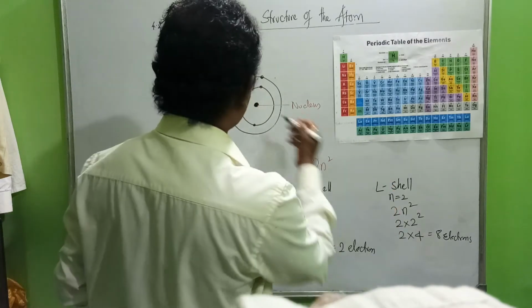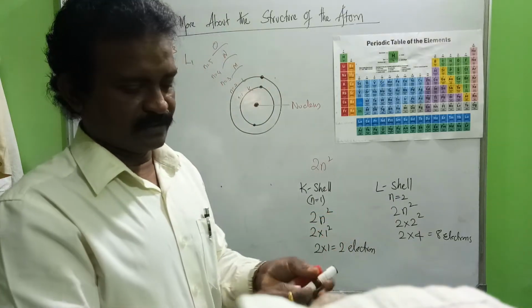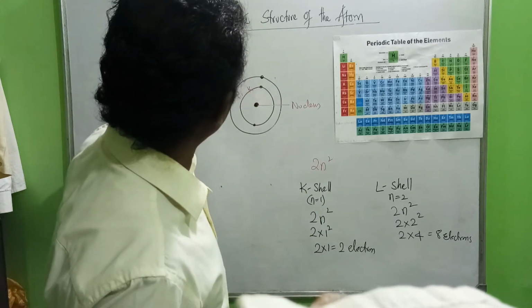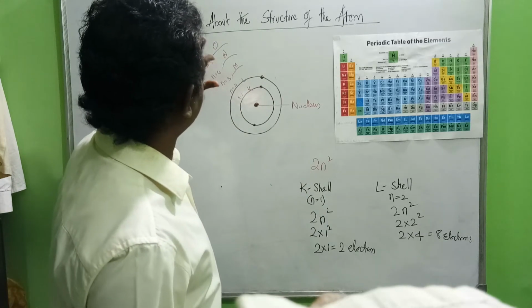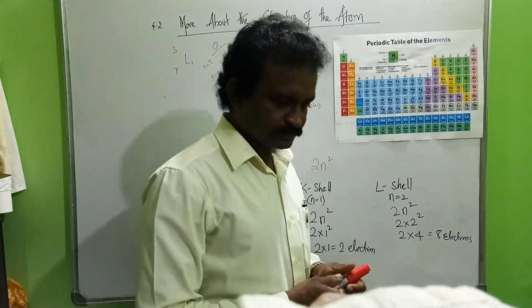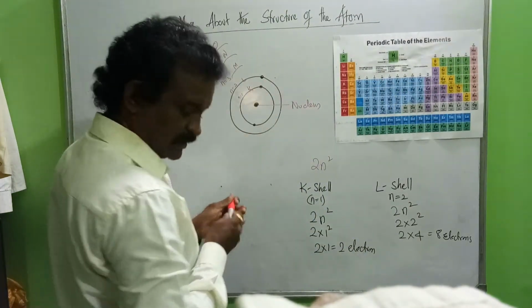If you keep on doing, next is the M shell. I'll give that as homework. You can find out for M shell how many electrons can be accommodated. N shell and O shell, you can easily find out. Is it clear now? Now this is called the arrangement of electrons. For lithium I have given it.